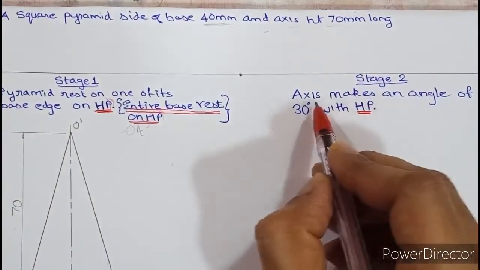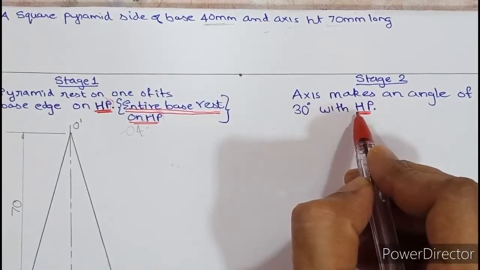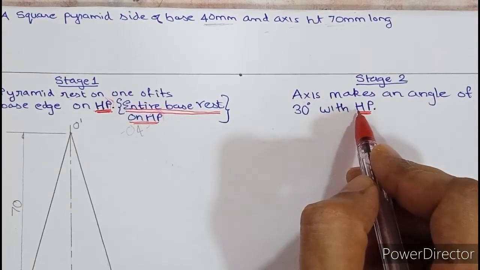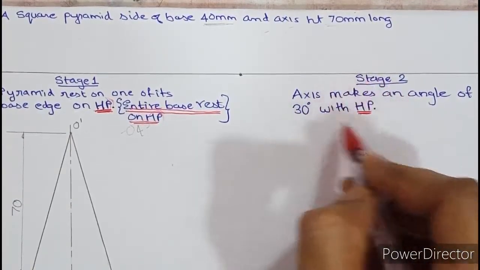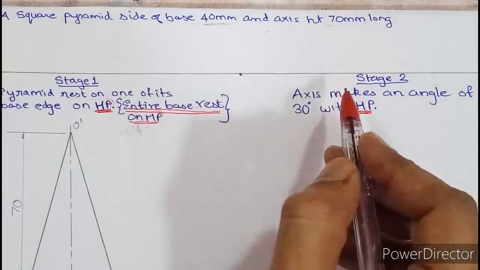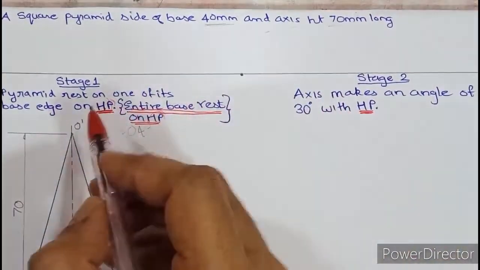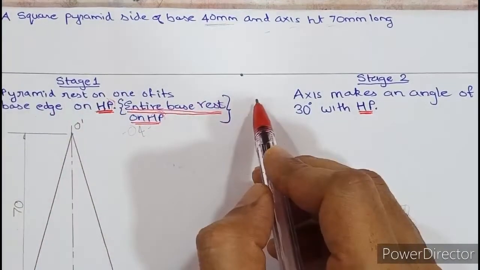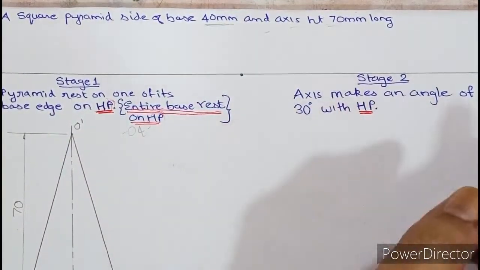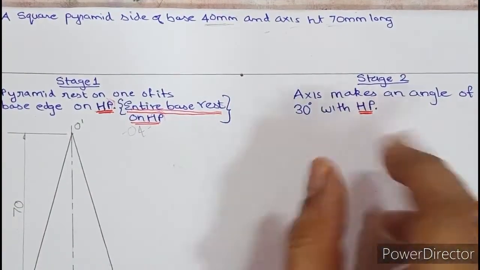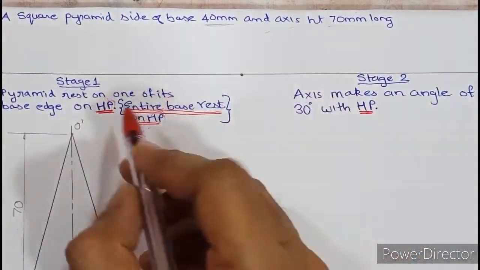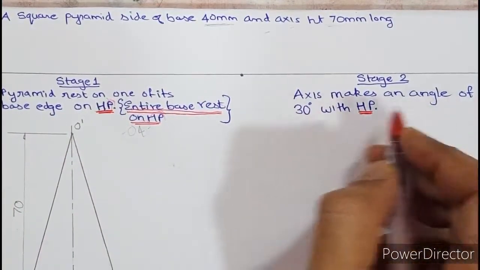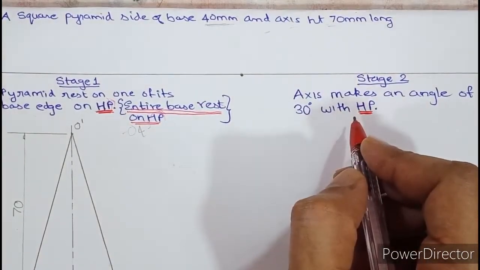Now if you read the second stage, the axis makes an angle of 30 degree with HP, but you are not allowed to read this alone. You should also understand that when you draw the second stage, you should carry forward the first stage along with you. So you should read in totality like this: a pyramid rests on one of its base edge on HP and the axis makes 30 with HP. So when you draw the second stage, you have to satisfy both the conditions. That is, one base edge should rest on HP, plus the axis of the pyramid should make 30 with HP. You have to satisfy both the conditions.